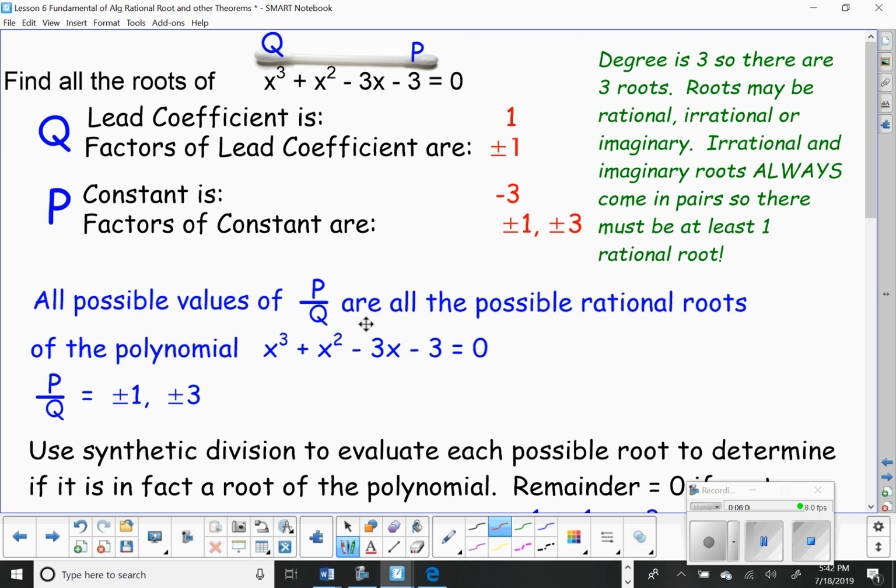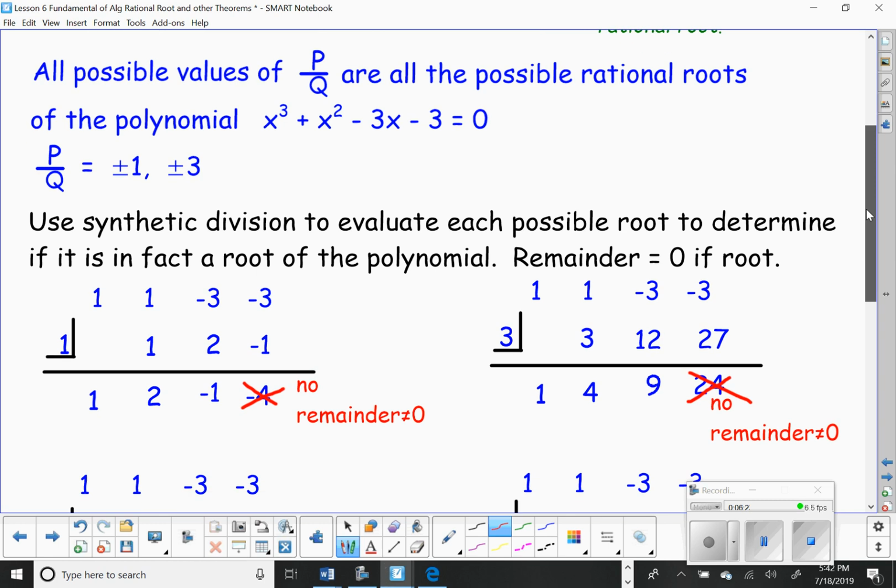Remember, rational is simply a number that can be written as a fraction using integers. Okay? An integer numerator and an integer denominator. So here, P over Q, I take the P over the Q, I get 1 over 1 or 3 over 1, so I've got plus or minus 1, plus or minus 3. Now, one of these must be a root. So, how do I figure it out?